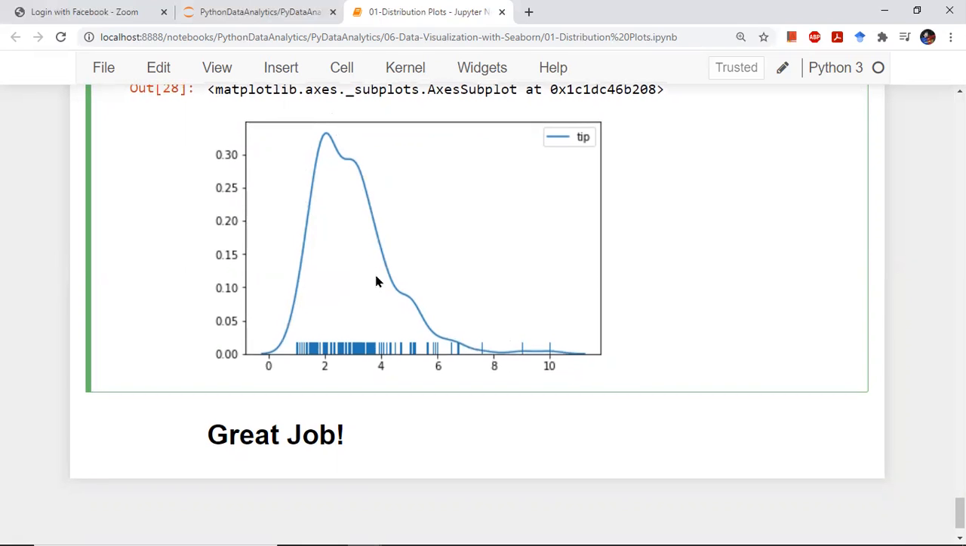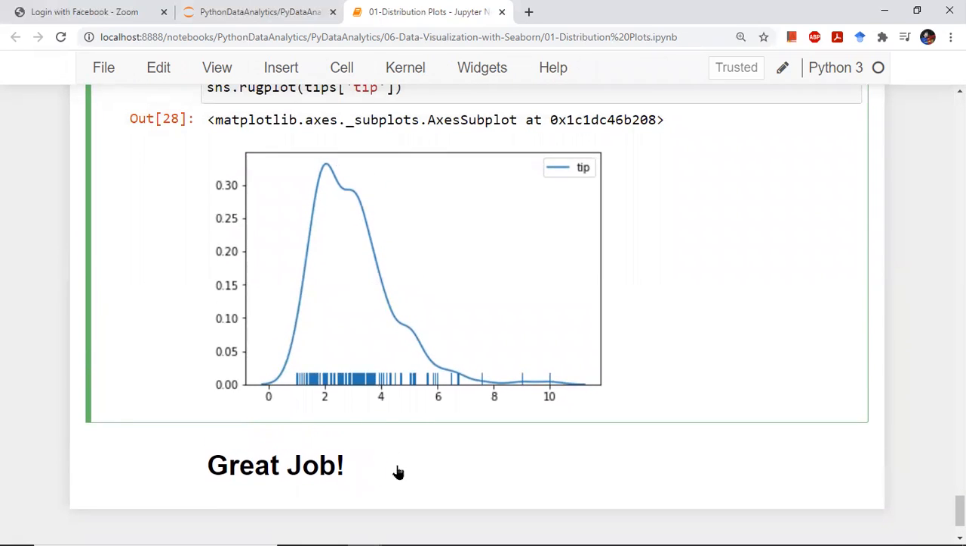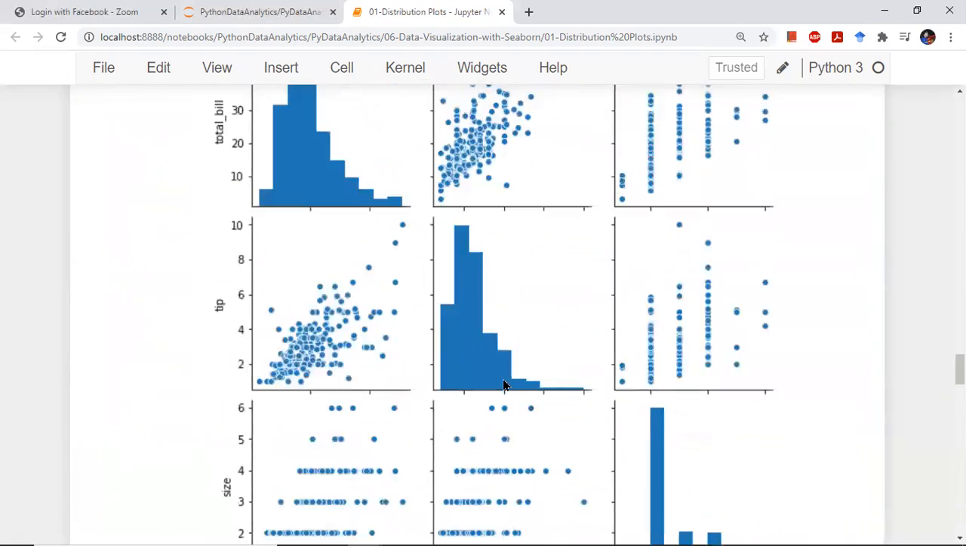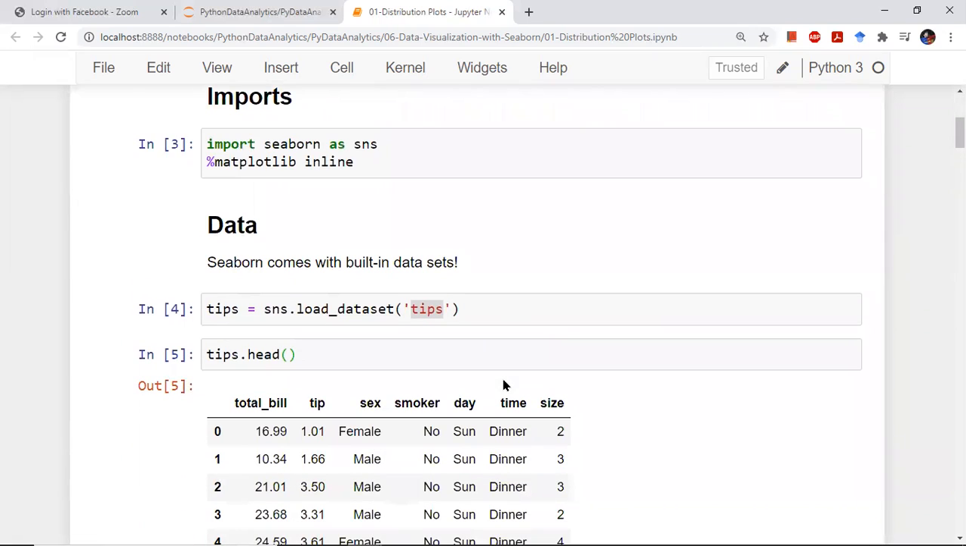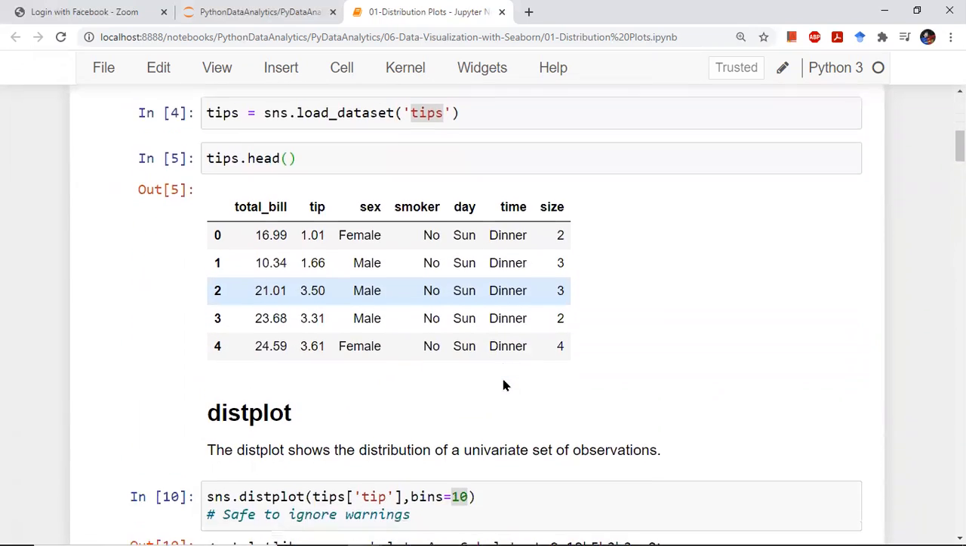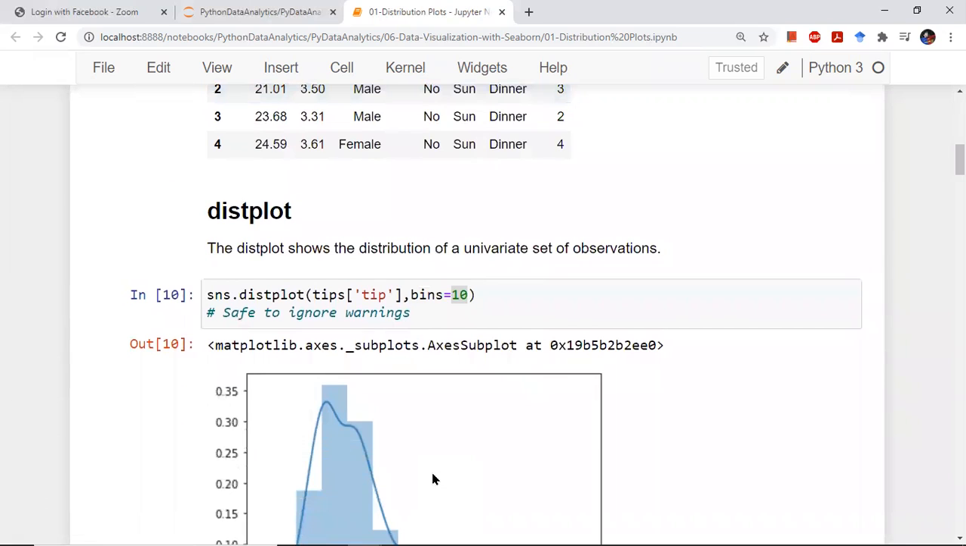Okay. So thanks a lot for your time. This was all that I had to discuss in distribution plots. The next topic is going to be categorical plots, and we are discussing Seaborn. The library's name is Seaborn. Thank you. I'll see you in the next lecture.